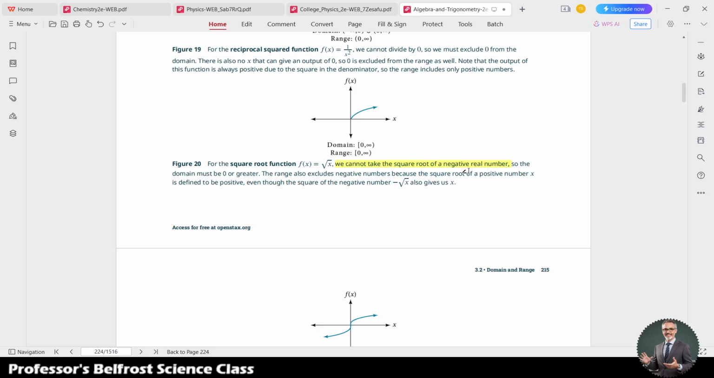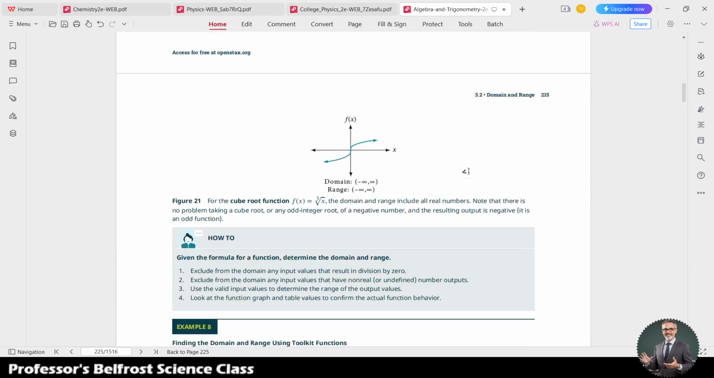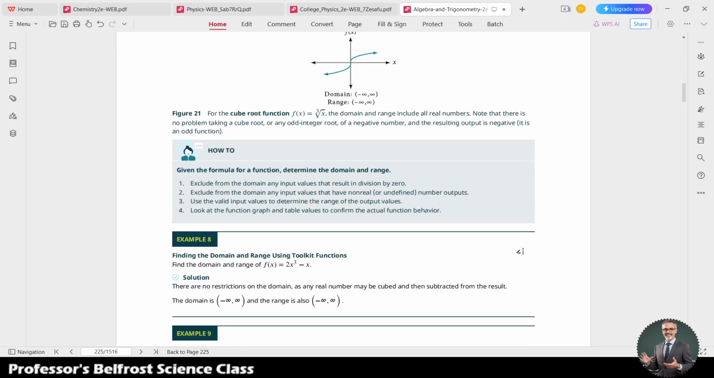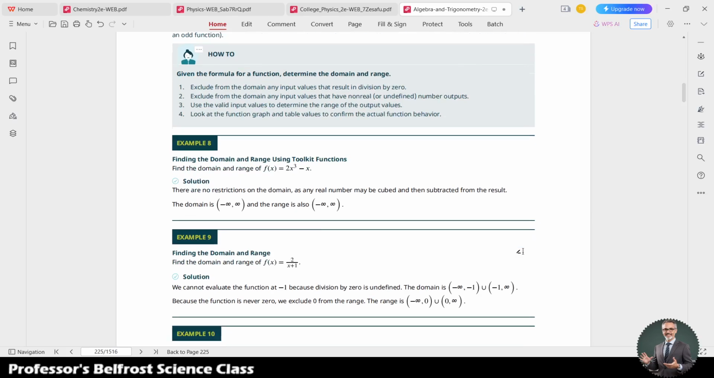Okay, how about the cube root function? Also, because it's a cube root, the domain and the range are the same, because this is an odd function.